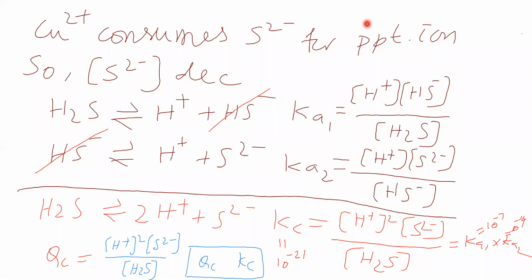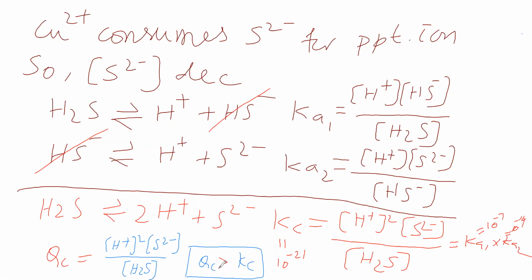Okay. Now Cu2 plus consumes sulfide, so the concentration of sulfide is getting reduced. This reduced concentration of sulfide you are substituting here. So how will Qc be when compared to Kc? You are saying it is greater. Qc is greater than Kc, you are saying. Is it correct? Check it.